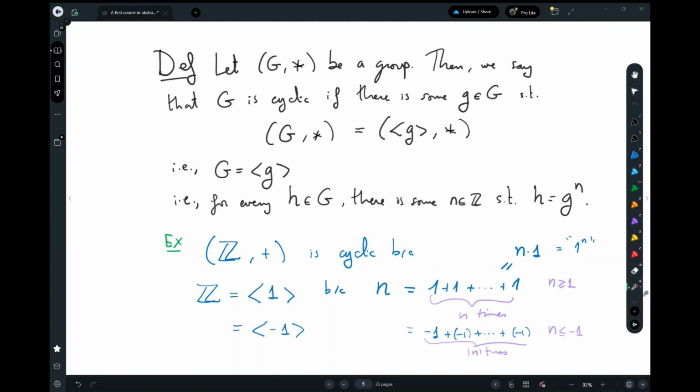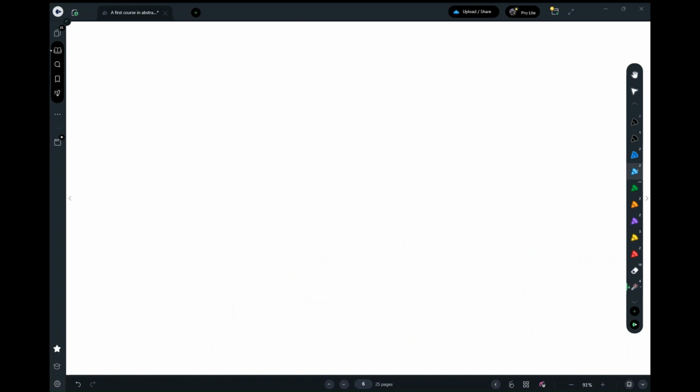By the way, notice that Z is also generated by minus 1. So when I said that a group is cyclic if there is some g such that this happens, that g may not be unique. In fact, you can see that Z is generated by 1, but it's also generated by minus 1. In general, if a group is generated by g, it is also generated by g inverse.